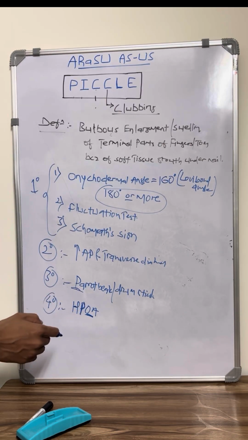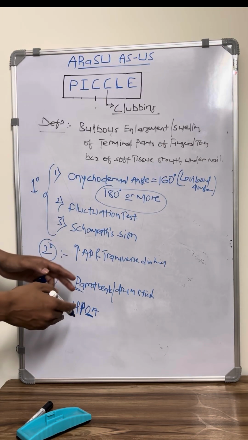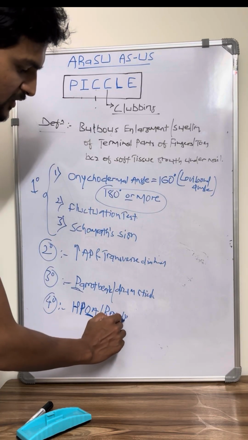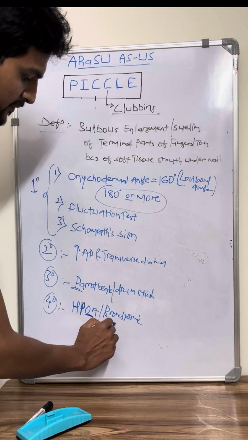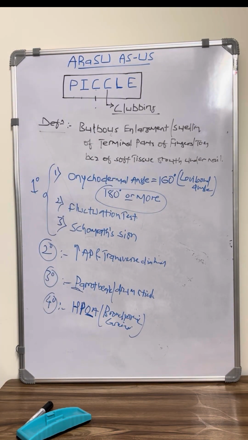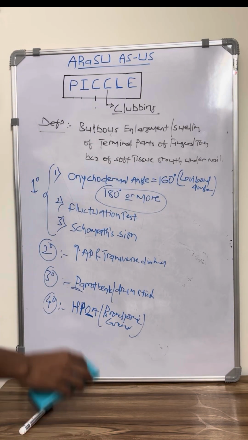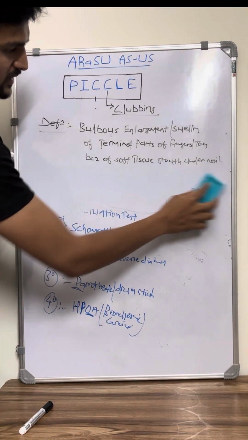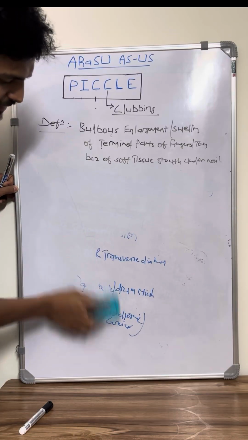Why they have added pulmonary is because commonly this grade 4 clubbing is seen in bronchogenic carcinoma. That's why they have added the word pulmonary. So these are the grading of clubbing. Coming to the conditions causing clubbing.